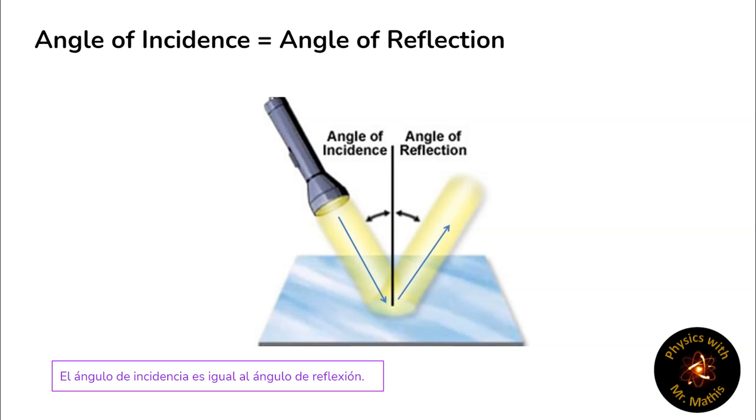The angle of incidence is the angle that the wave hits the surface from. And when it reflects, it does so at the angle of reflection. The angle of incidence is equal to the angle of reflection.